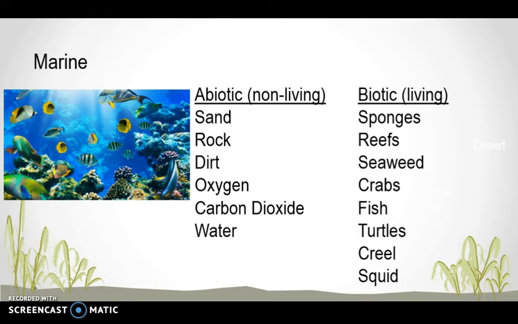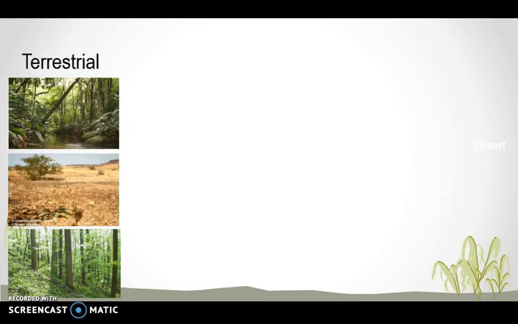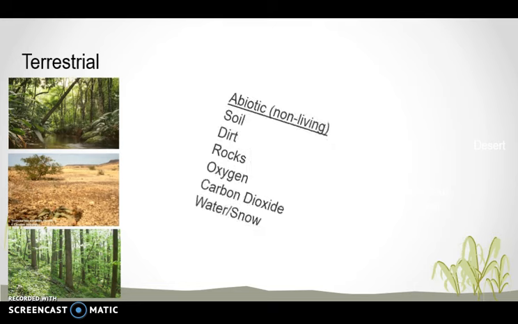Now moving on into the terrestrial ecosystems, which are the ecosystems that are found on land. There were several different habitats and ecosystems to choose from. I just kind of chose a few.